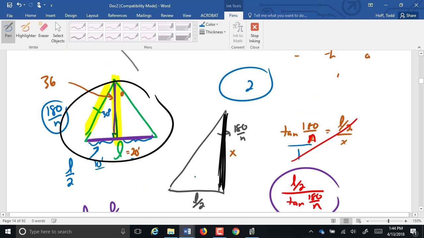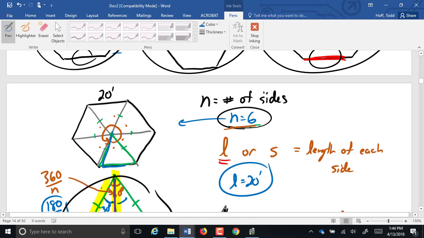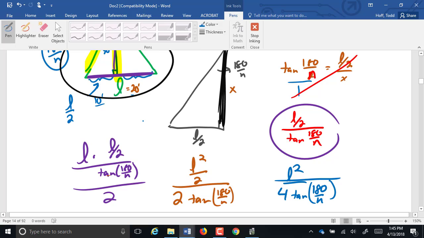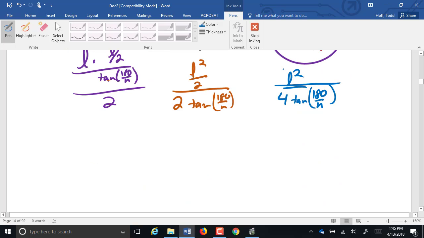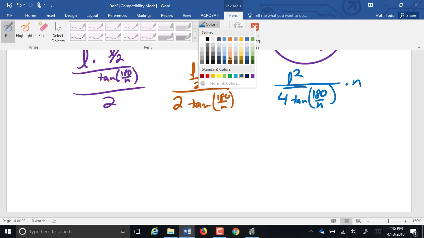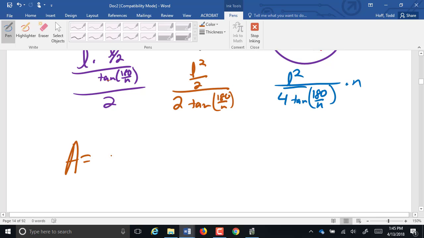That is, however, just one of these triangles. How many triangles are there in that shape? 6, or n of them, right? So you'd multiply by n, or in this case 6. So what you find is the area of a regular polygon is n times L squared over 4 times the tangent of 180 over n.